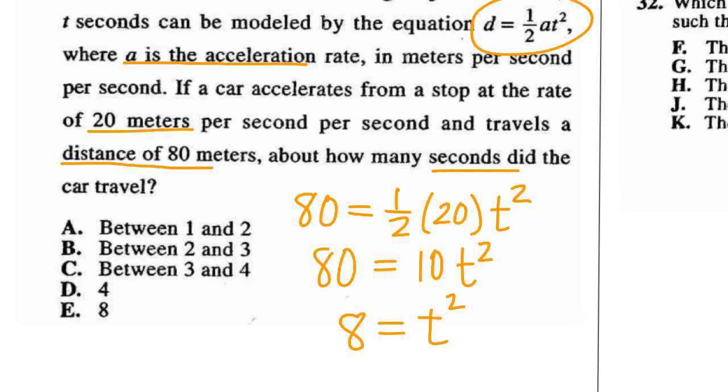So let's see, between what numbers? Well, I know 1 squared is 1, 2 squared is 4, 3 squared is 9. So it has to be somewhere between 2 and 3. So that's answer choice B.